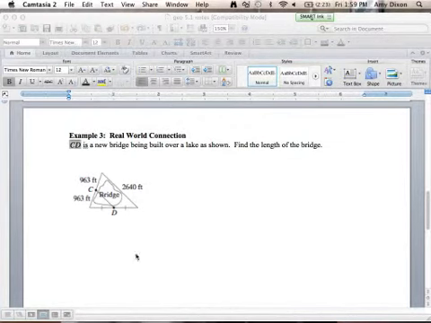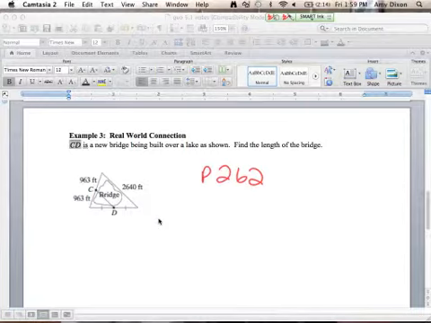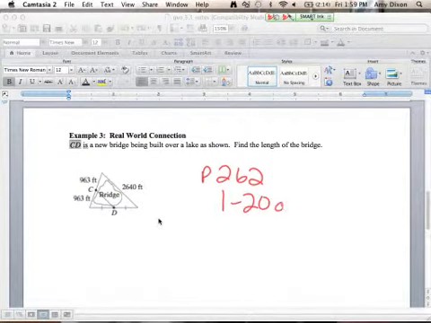Oh, and your homework. We need to give you some homework to work on. What you're going to do for homework is page 262, numbers 1 through 20. So that will be homework. It will be due tomorrow.